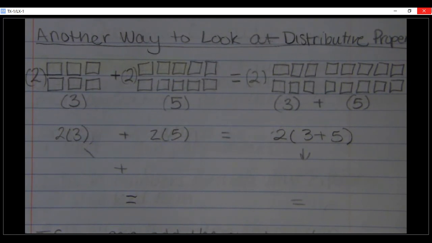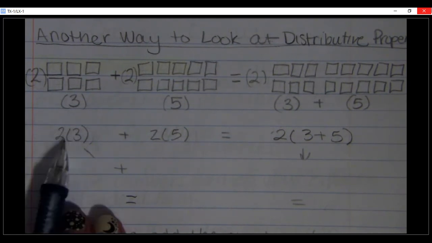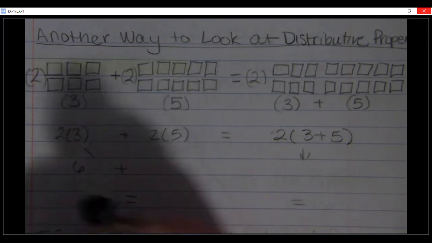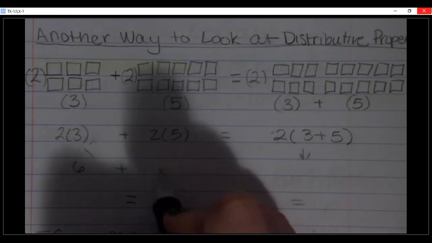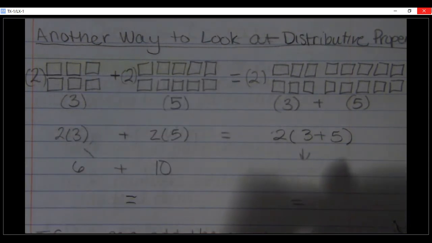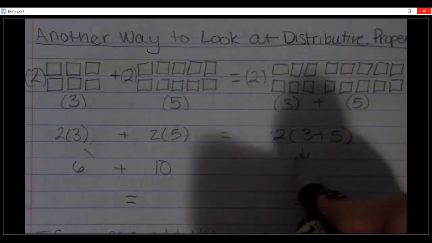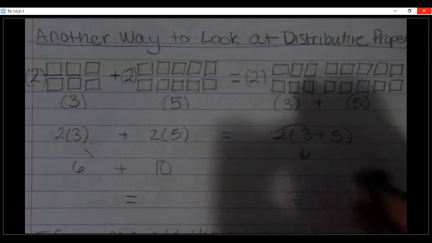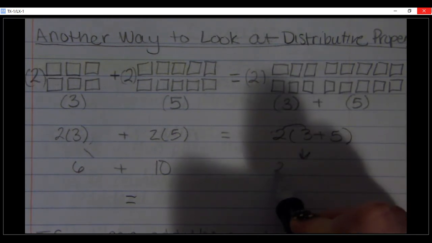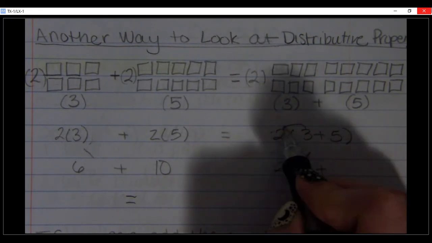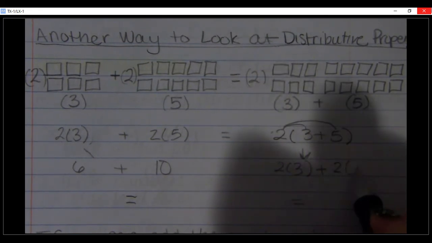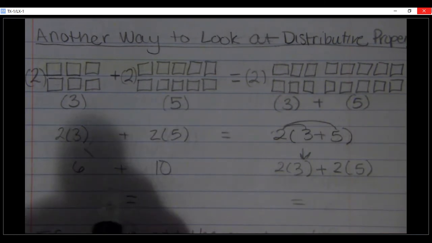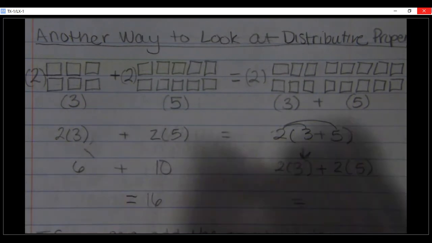So from here, I can do the same operation that I did before. I know that the numbers right next to each other means that I need to multiply. So I multiply 2 times 3 to get 6 and 2 times 5 to get 10. Down here, I can use my newfound knowledge of distributive property in order to make that look a little bit different. 2 times 3, which is being added to 2 times 5. If I go on this side, 6 plus 10 is still equal to 16.